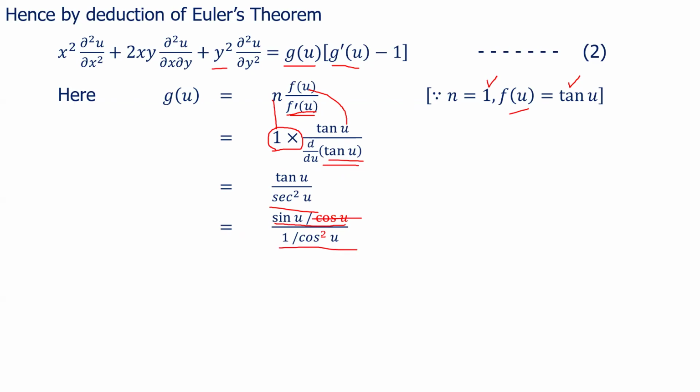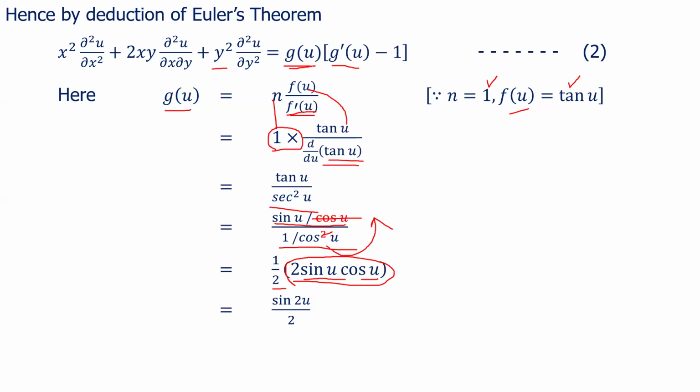So one cos u will cancel. The other cos u goes to the numerator, so it will multiply with sin u. This can be written as sin u into cos u. Let us multiply and divide by 2, so it will become 1 upon 2 into 2 sin u cos u. But we know that 2 sin u cos u is nothing but sin 2u. So sin 2u upon 2 is the value of g of u.